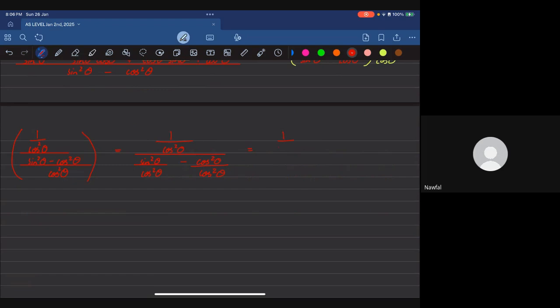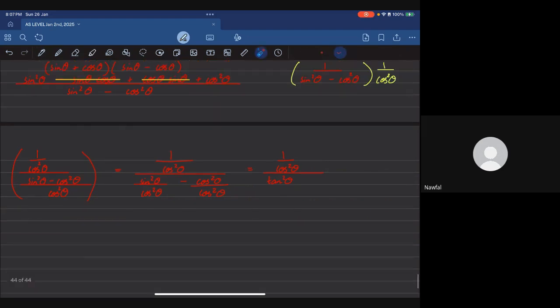No, but what about the numerator? It should be 1 over cos square theta. Okay. But why are we getting 1 over cos square theta above? Sorry? Why are we getting 1 over cos square theta above? Why will we not? Because we're dividing the entire thing with 1 over cos square theta. And we already had 1 at the top.